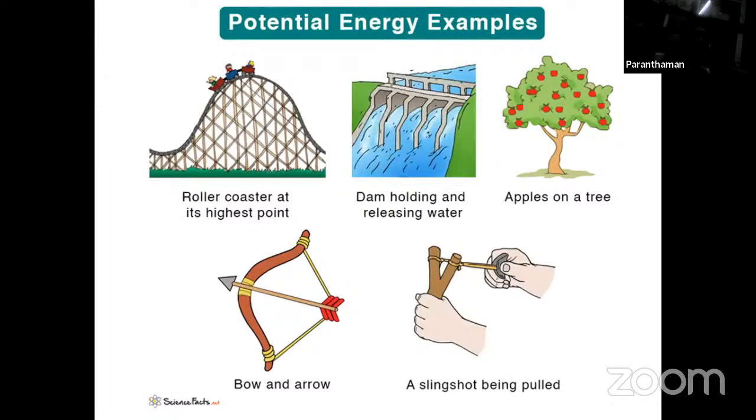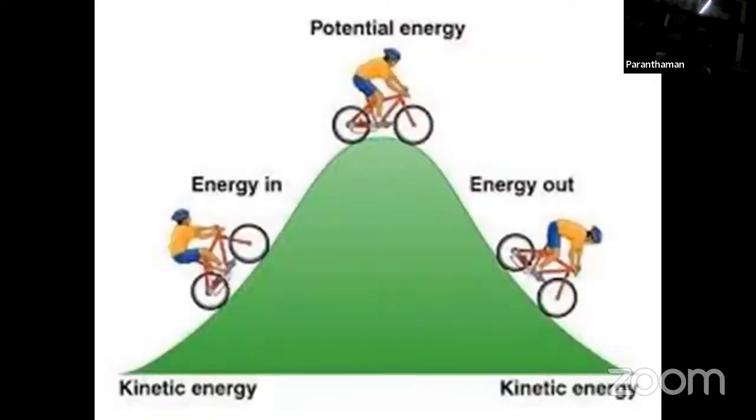Potential energy. The bow and arrow, the slingshot, all these are stored mechanical energy. The dam water is stored gravitational energy. Roller coaster, stored energy, that is also potential energy, and it will be released as kinetic energy. At the top of the mountain, it has the highest potential energy.